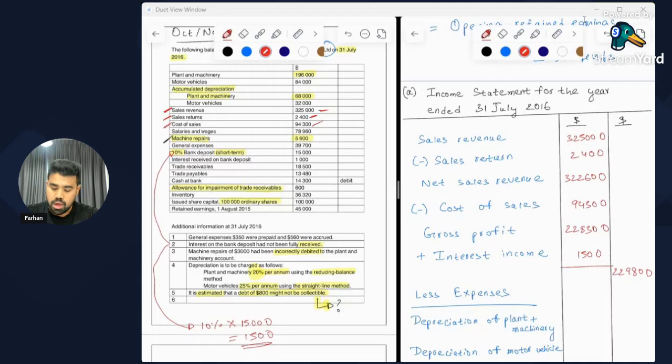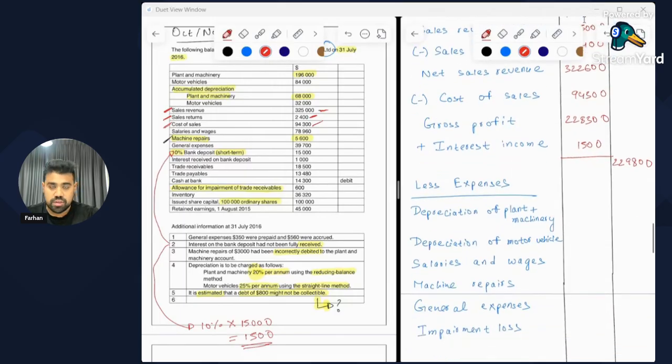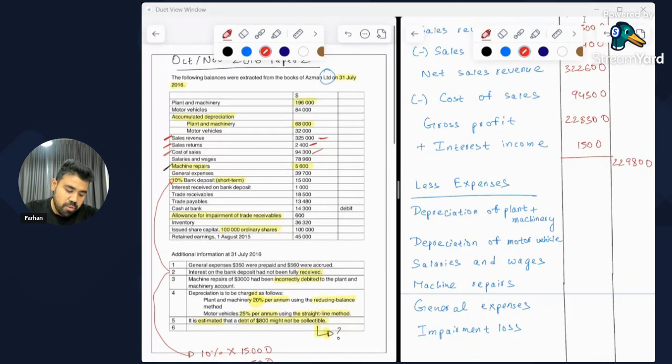Okay. So next we subtract all the expenses that we have got. And what I like to do is start from the top of the table. From the top of the table, we are first given the plant and machinery at cost. We don't need that yet. We need that for the balance sheet. We have the accumulated depreciation, which reminds me that we need to include the depreciation of plant and machinery and the depreciation of motor vehicle.